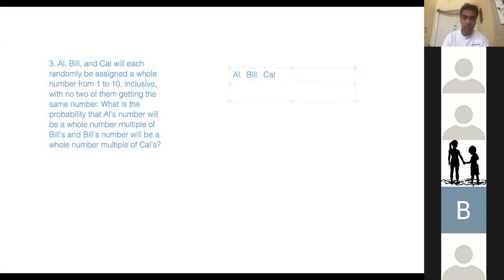So counting the cases, we're starting off with the first guy having 1. We can have 1, 2, 4.